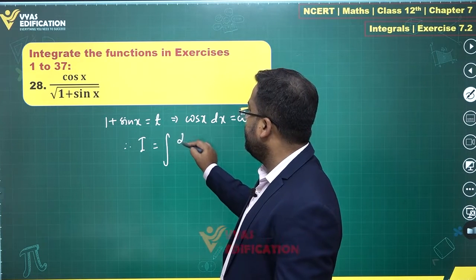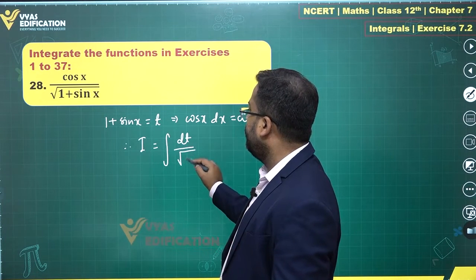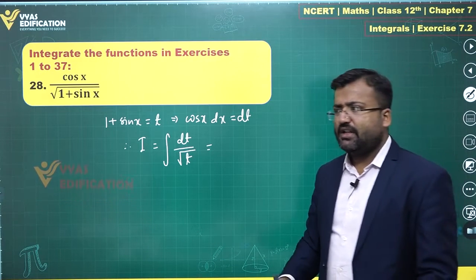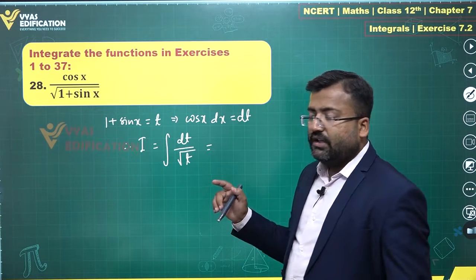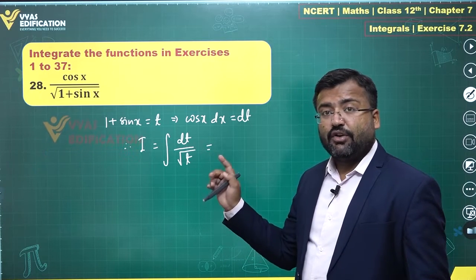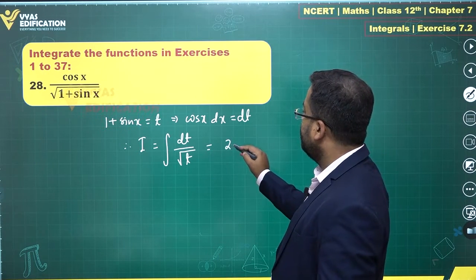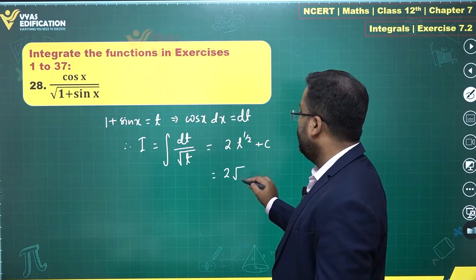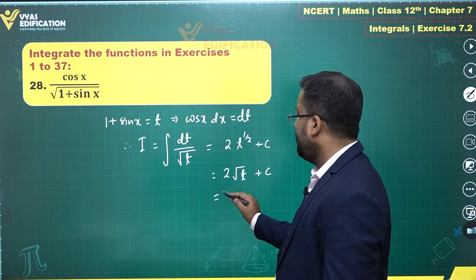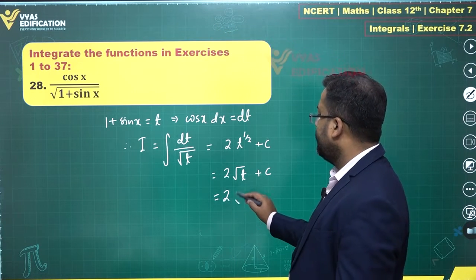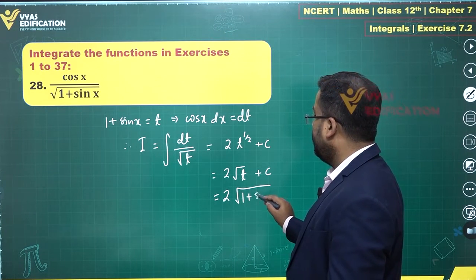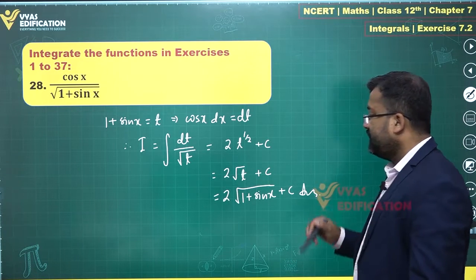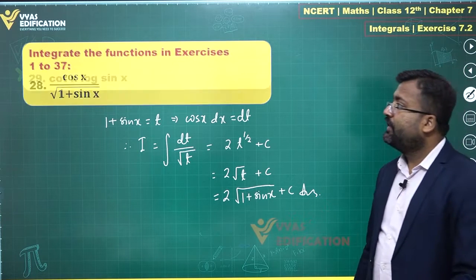Therefore, I is equal to dt upon root of t. And what's the integral of t power minus 1 by 2? That is t power minus 1 by 2 plus 1, that is t power 1 by 2 upon 1 by 2, that is 2 t power 1 by 2 plus constant, or you can say 2 root t plus constant. T is equal to 1 plus sin x. This is 2 times root of 1 plus sin x plus constant. That's my answer for this question over here.